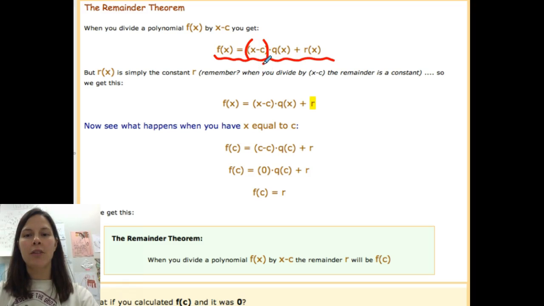we get q of x, which they are calling the quotient. That is the result after we divide, plus we might have some remainder. That's what they're calling r of x.